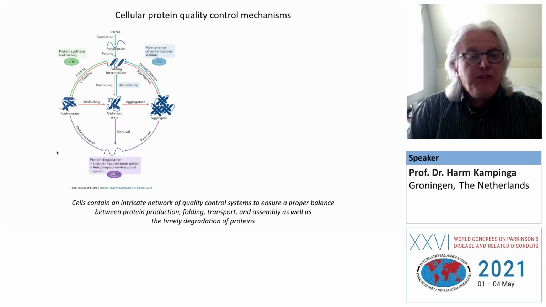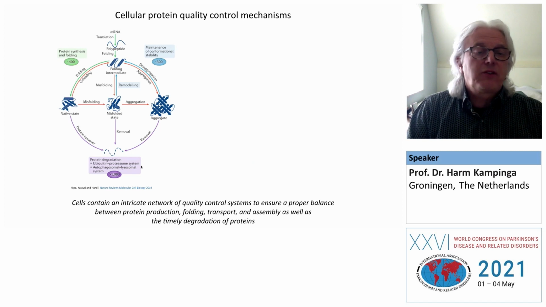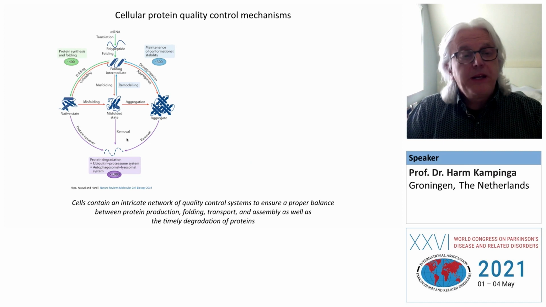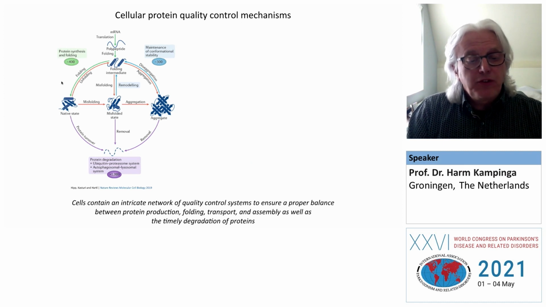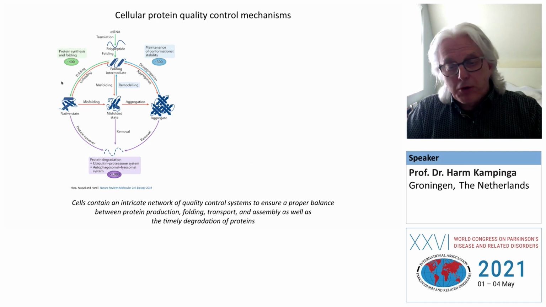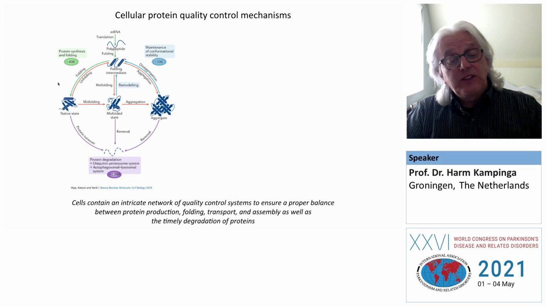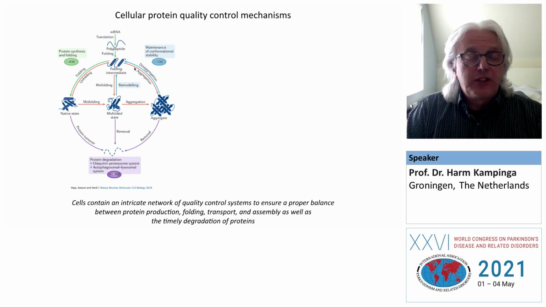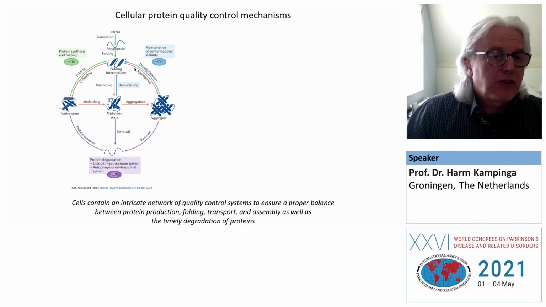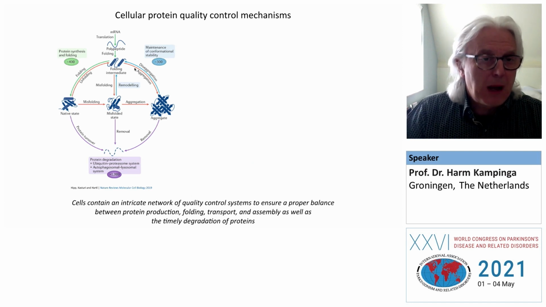So on the left side, you see what I actually like to refer to as protein homeostasis. Protein homeostasis being the balance between the proteins that we make, transport, and assemble, and timely degrade, and how the quality control system actually is involved in making sure that this is happening right.